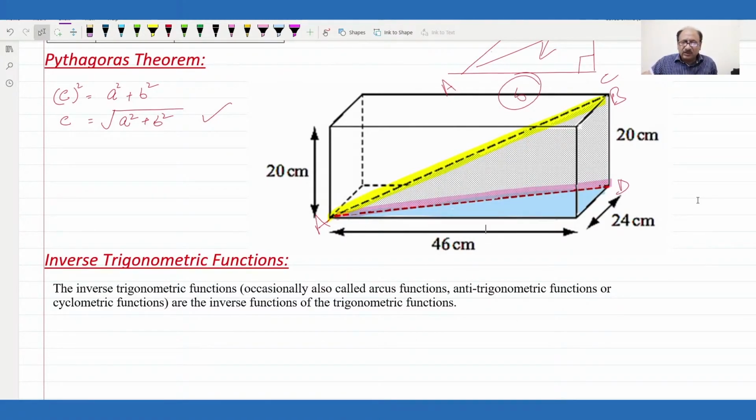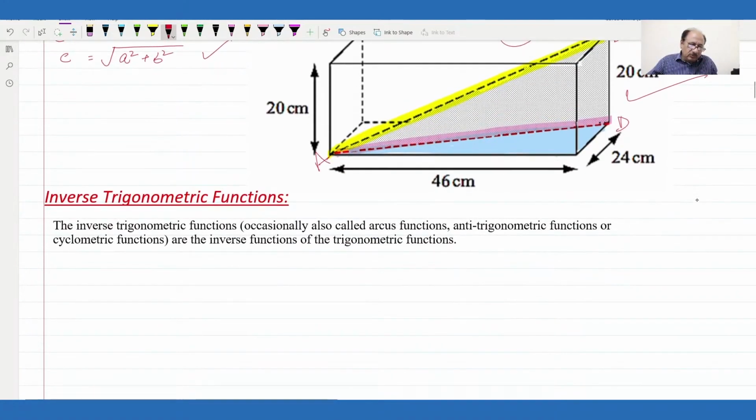So this is basically the drawing I was discussing, a complicated 3-dimensional drawing. In the exam you will mostly be getting 3-dimensional drawings, so you will have to be prepared for that. Next is inverse trigonometric functions.